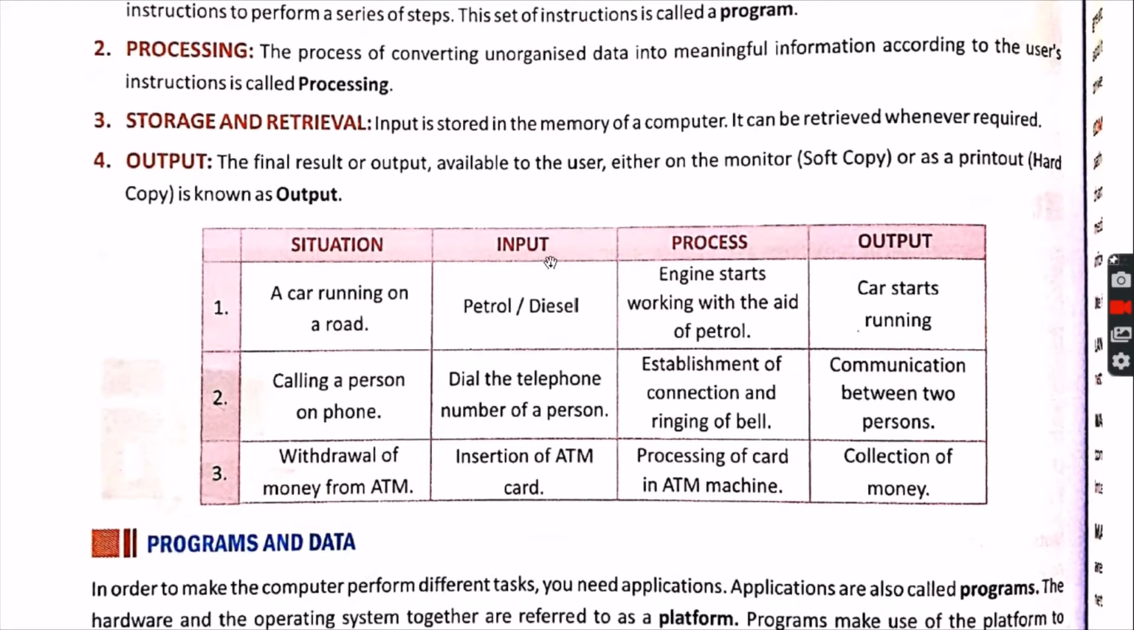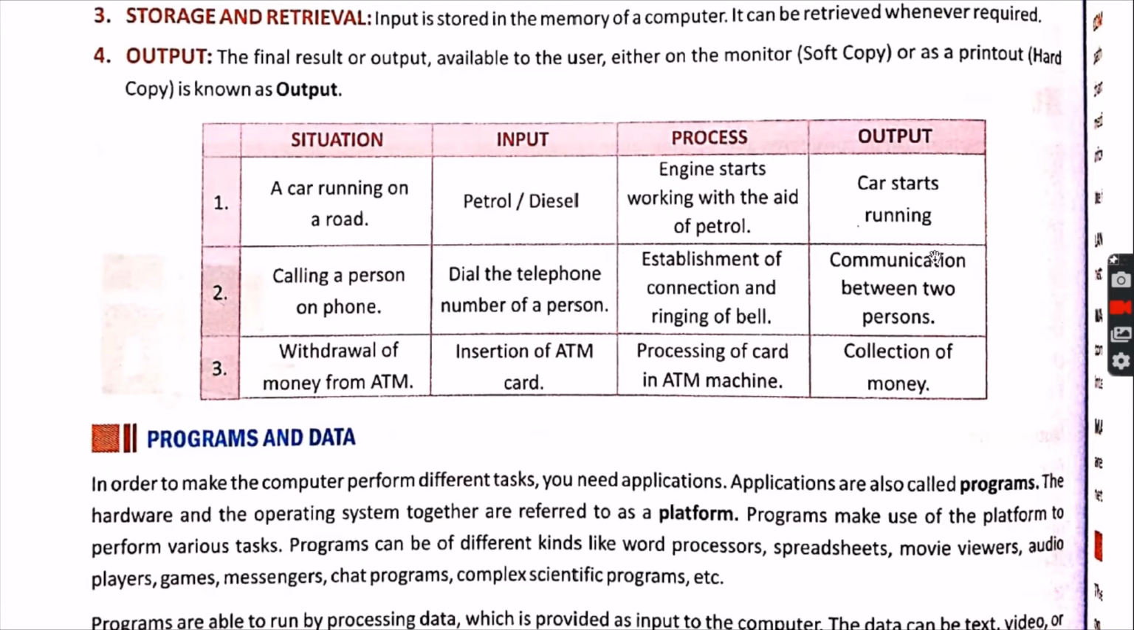Now see the situation: input, process and output. For running a car you need petrol, so petrol, or diesel, is filled in the car, that is the input. What is processing? The engine of the car burns this petrol, or processes this petrol, for making energy, and with the help of the energy the car runs, that is the output.